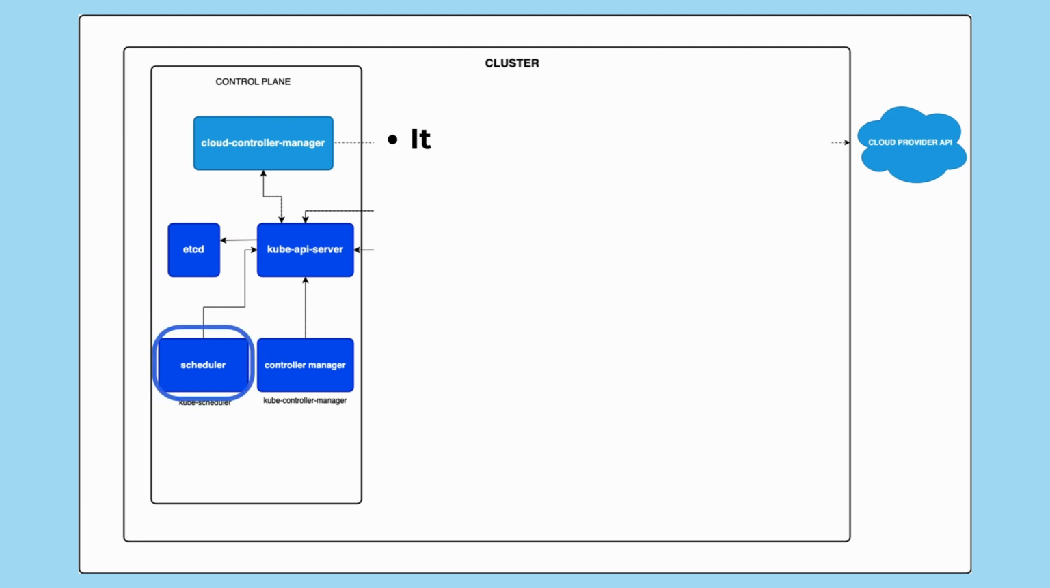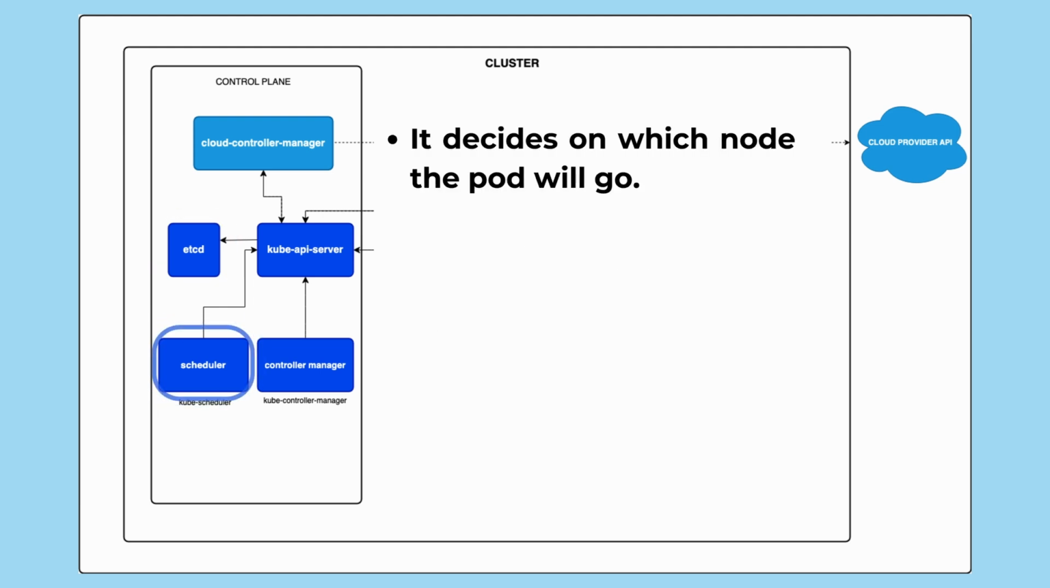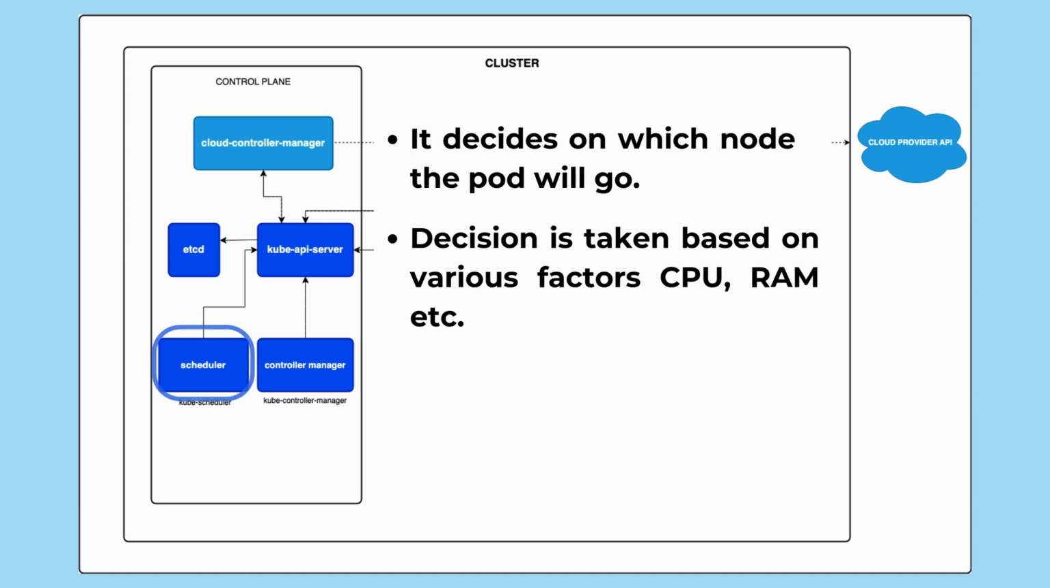Kube scheduler. Kube scheduler decides on which node the pod will go, meaning on which machine the pod should be running. Now this decision is taken based on various factors like CPU, RAM, etc.